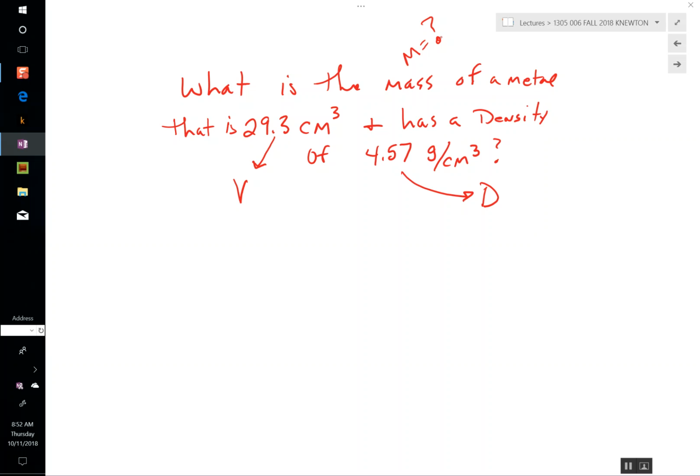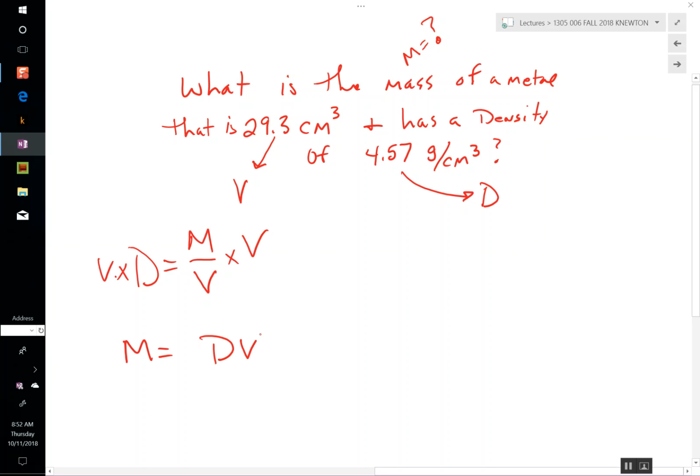All right, so you would start here. And you can see that M is the unknown. And all you got to do is multiply both sides by V. So M is going to equal dV. All right, because M is in the numerator, all you got to do is get the V over to the other side of the equation, and you do that by multiplying by V to get the V out of the denominator. You multiply the other side.